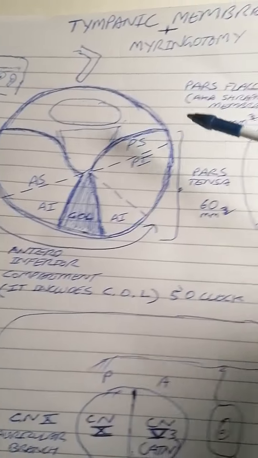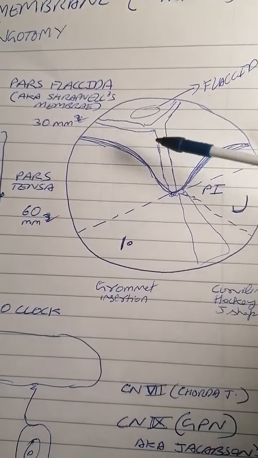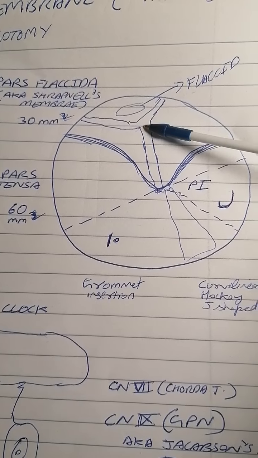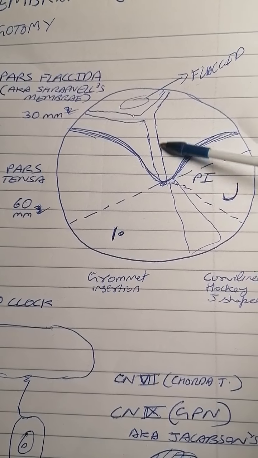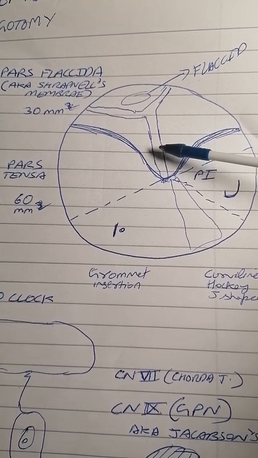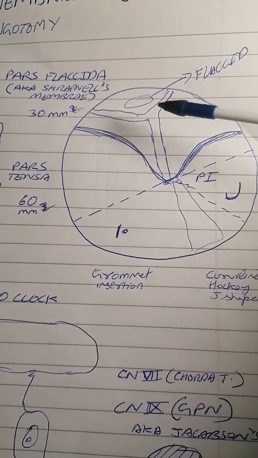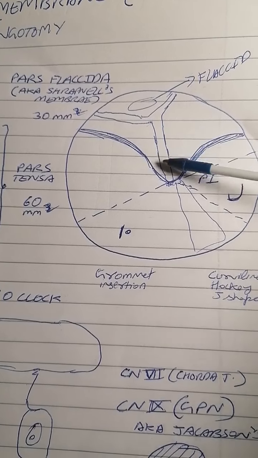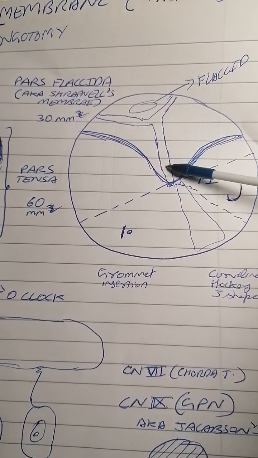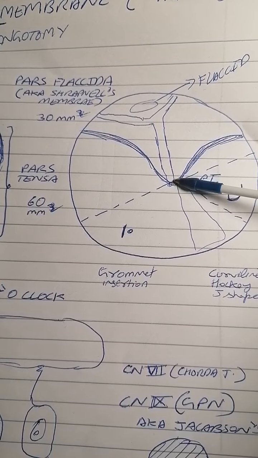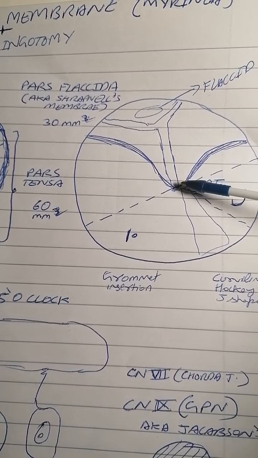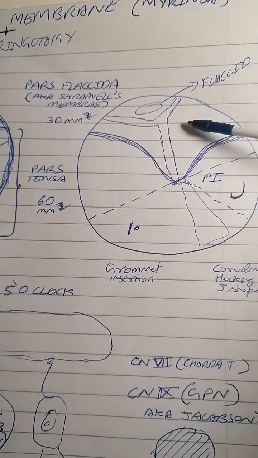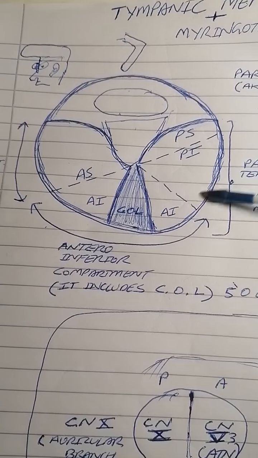Here is another diagram, which will make it much easier for you guys. So this is your malleus. This is a view through the otoscope, while you are looking through the instrument. By looking through that, you can see this is the malleus, and this part over here is the umbo of the malleus.